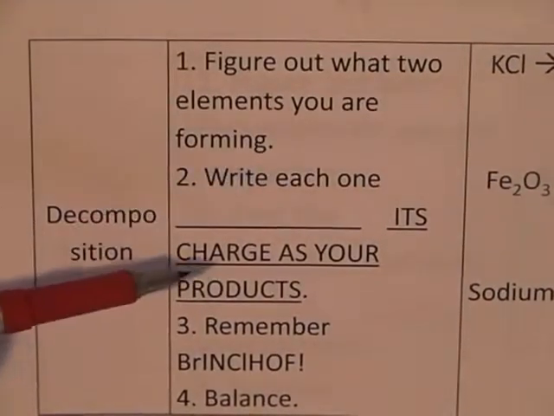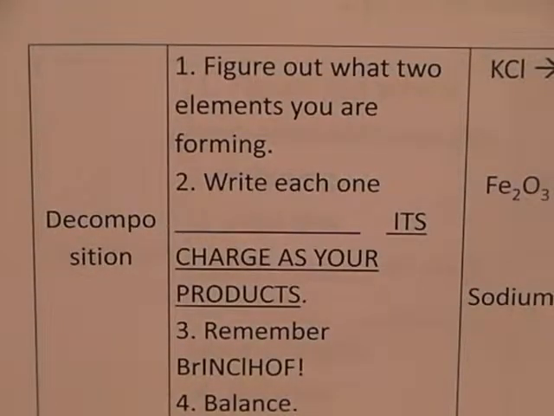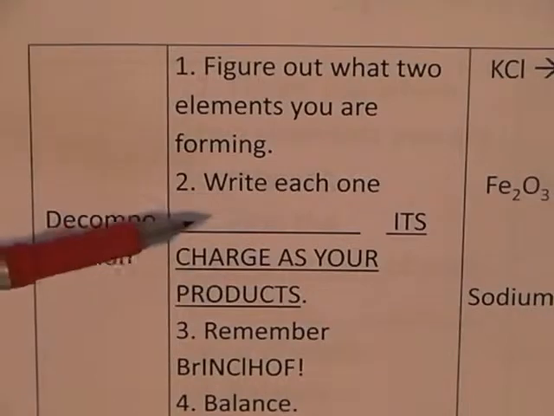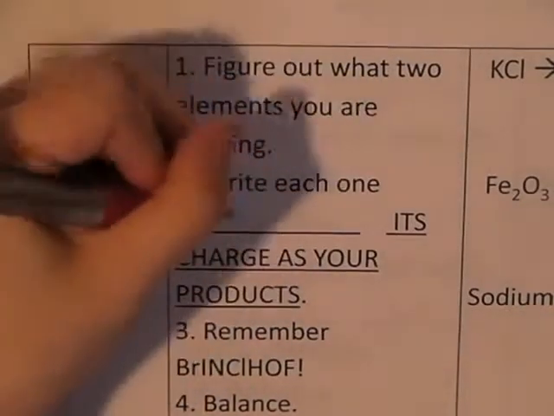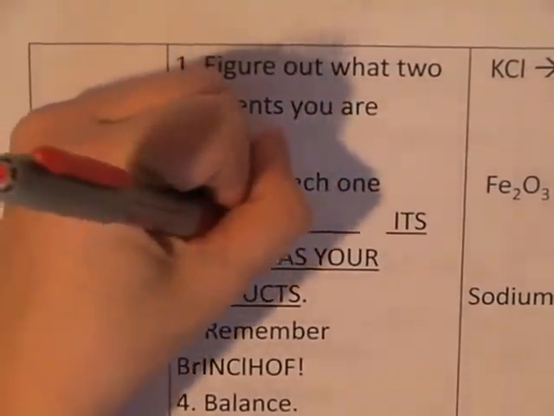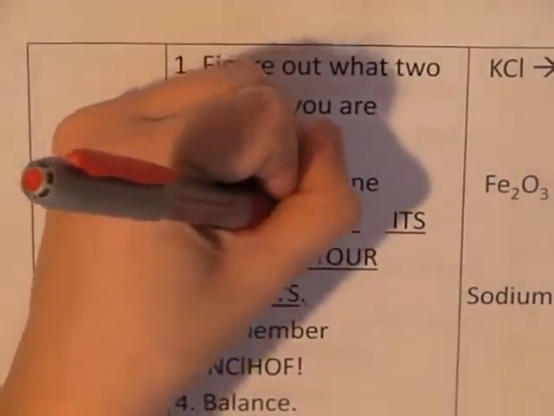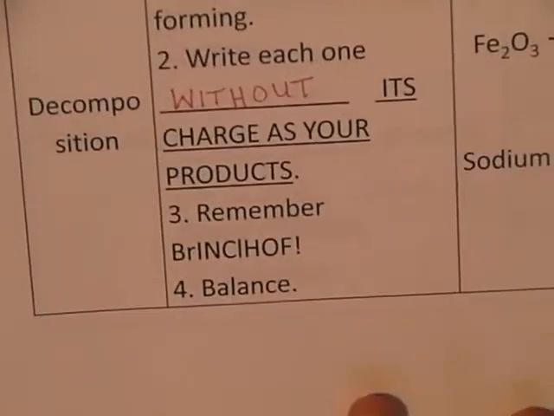All right, so figure out the 2 elements you're forming. Write each one blank its charge as your product. So we are going to write each one without. You don't want the charge on them because they're just atoms, right? They're not ions. They're just existing on their own without the charge as your products.